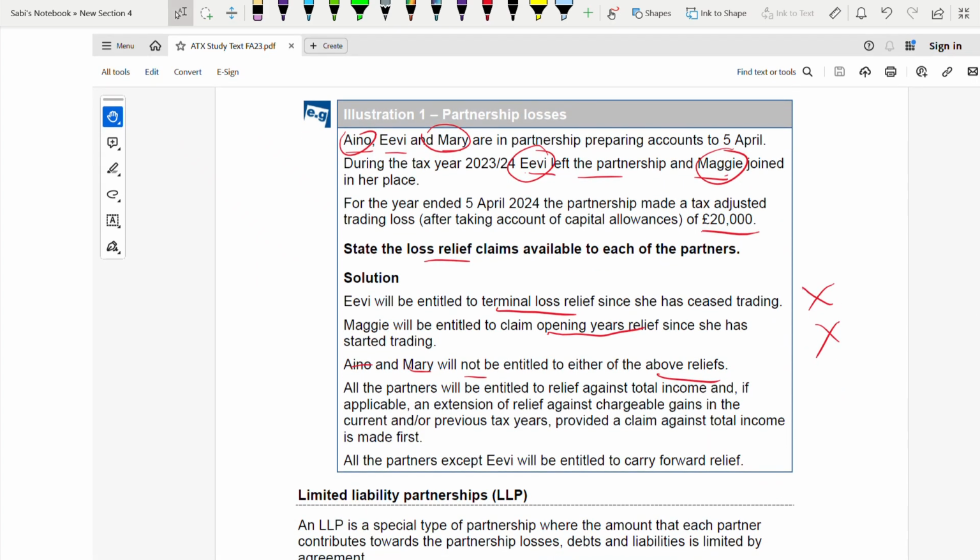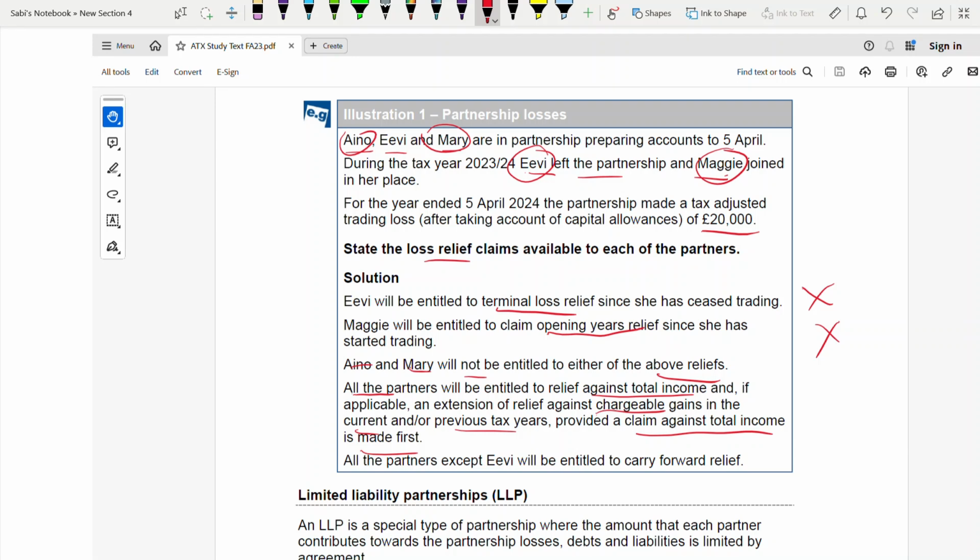So whether they are leaving, coming, or continuing, for all of the partners, relief against total income is applicable. Relief against chargeable gain is applicable if they want it, in the current or in the previous tax year. Remember, provided a claim against total income is made first. Always you have to make a claim against total income first, before gains. I've explained this in lecture 3 and 4 properly. That's why you need to watch my 3 and 4, where how all the types of relief work has been explained.